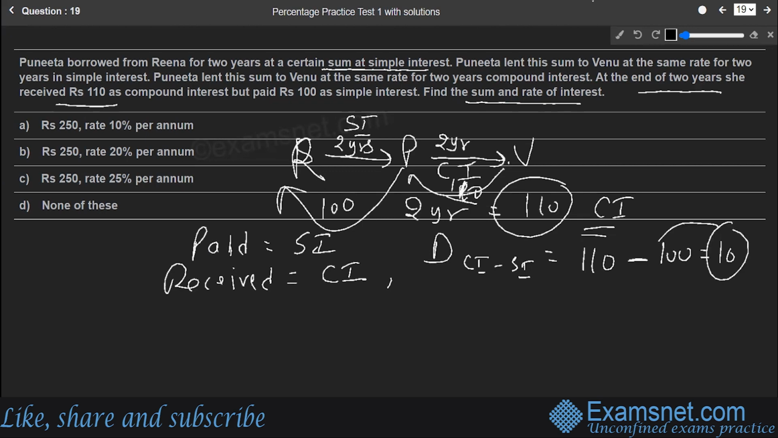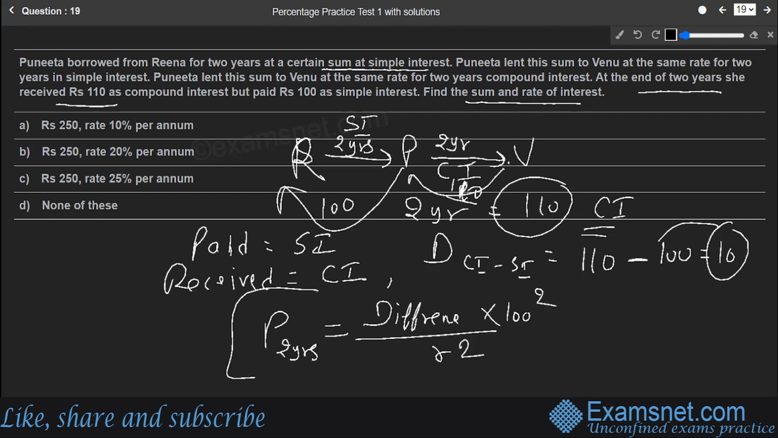Now, in this situation, when the difference of compound interest and simple interest for 2 years is given, then we have a formula associating the principal with the difference. Whenever this is for 2 years, the principal can be calculated by the formula: difference multiplied by 100 square divided by r square. This formula can be brought into the picture directly without having to calculate the simple interest formula and compound interest formula.